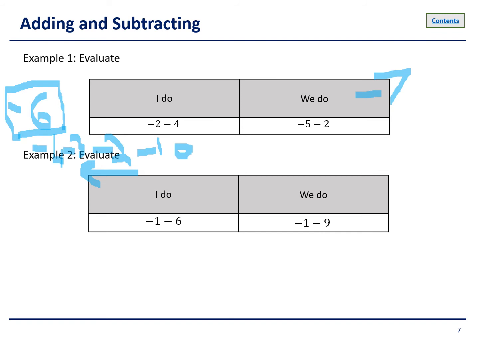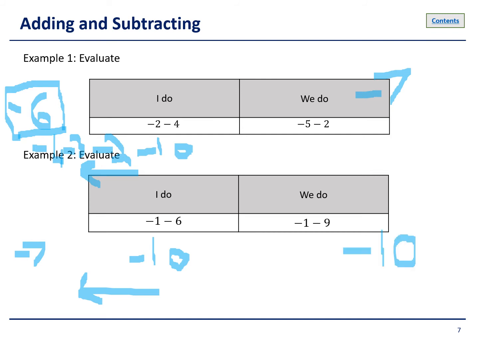Well done if you got -7. -5, take 2 is -7. Alright, another I do. So this time I'm starting at -1 on the number line, just 1 below 0. And it's asking me to take away 6. So this negative -1, and I'm taking away 6. So I need to go to the left again, just like we've been practicing. And that's going to get me to -7. Pause the video and have a go at the other we do.